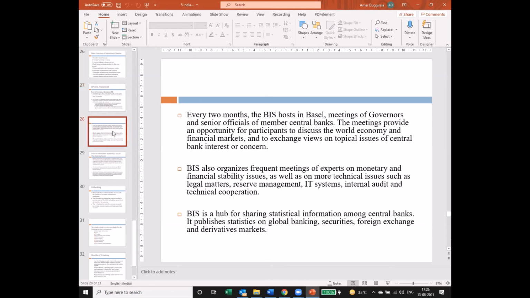Every 2 months, BIS hosts in Basel, Switzerland, meetings of governors and senior officials of the members of central banks. So as per the framework, they hold a meeting every 2 months for the senior officials of central banking institutions across the globe. The meetings provide an opportunity for participants to discuss the world economy, financial markets, and exchange views on topical issues of central bank interest or concern. Right?